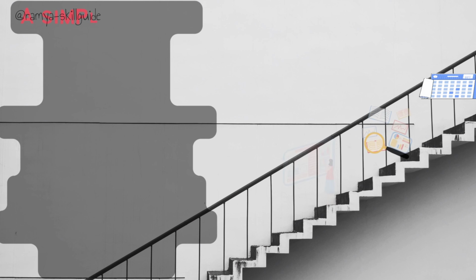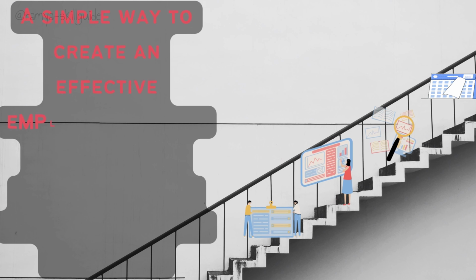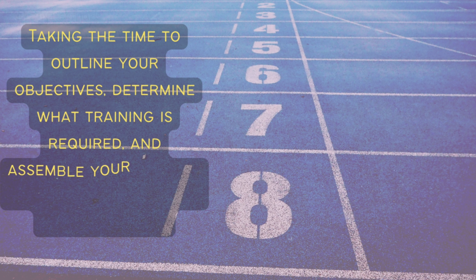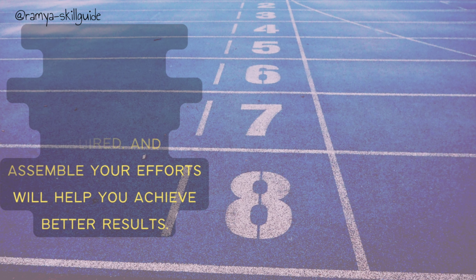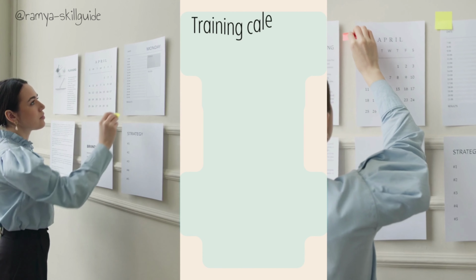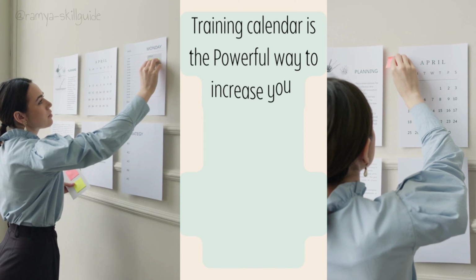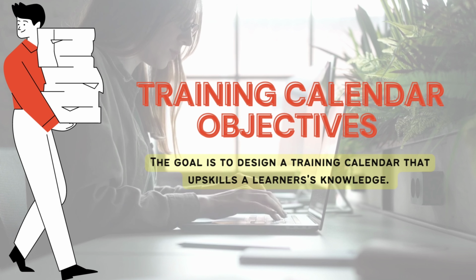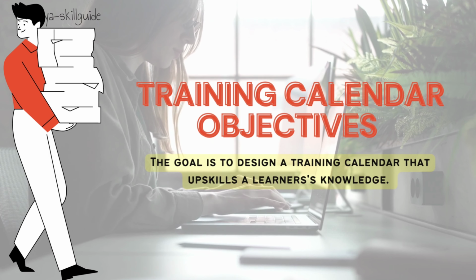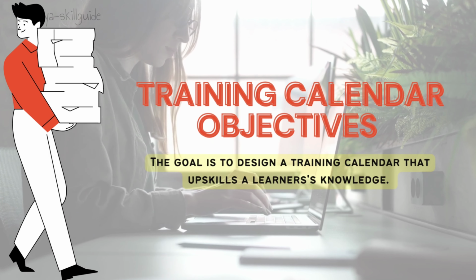A simple way to create an effective employee training program is to plan the annual training calendar in advance. Taking the time to outline your objectives, determine what training is required, and assemble your efforts will help you achieve better results. A training calendar is a powerful way to increase your employees' ownership of learning and creates a culture of personal development. Training calendar objectives. The goal here is to design a training calendar that upskills a learner's knowledge.